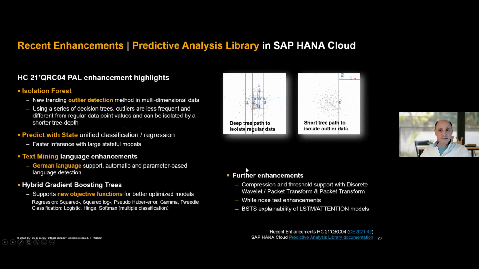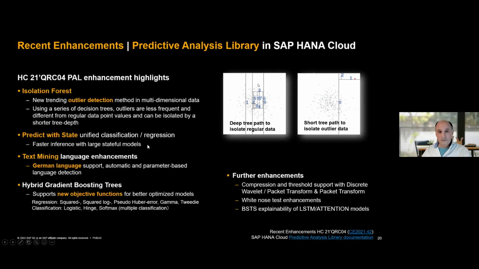In the last quarterly update of the HANA Cloud PAL library, one new algorithm was provided, called isolation forest. It's a new algorithm in the area of outlier detection, leveraging a multidimensional approach, where an outlier is detected because, if you think of a decision tree approach in that multidimensional data space, the decision tree path for outliers would typically be shorter, as you can see here on the right-hand side, compared to values which really lie in the center of the data, where the decision tree path to such a value in that multidimensional space would be much deeper. So a trending algorithm again in that area, newly implemented and here provided with SAP HANA Cloud, also requested by customers, for example.